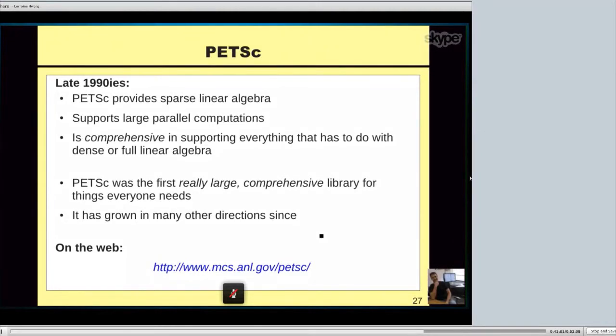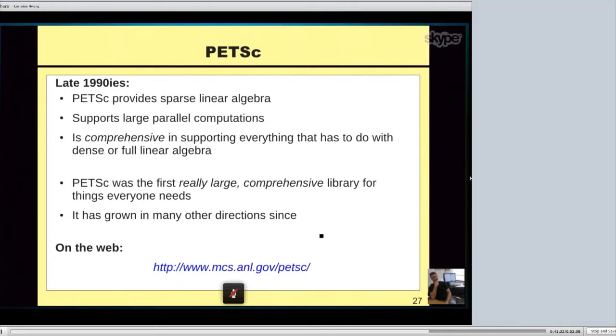I think it was called the Portable Extensible Toolkit for Scientific Computing. It is a package that comes out of Argonne National Labs that was supposed in the beginning to provide sparse linear algebra. So the typical operations that we need to do for PDE solvers, right? It provides the matrices and the vectors for sparse linear algebra. It has a lot of different solvers, and in particular it does this in parallel.